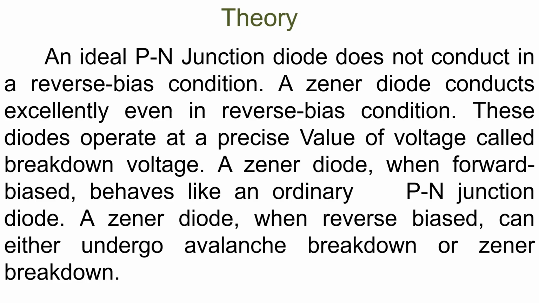An ideal PN junction diode does not conduct in reverse bias condition. A Zener diode conducts extensively even in reverse bias condition. These diodes operate at a precise value of voltage called the breakdown voltage. A Zener diode, when forward biased, behaves like an ordinary p-n junction diode. When reverse biased, it can undergo either avalanche breakdown or Zener breakdown.